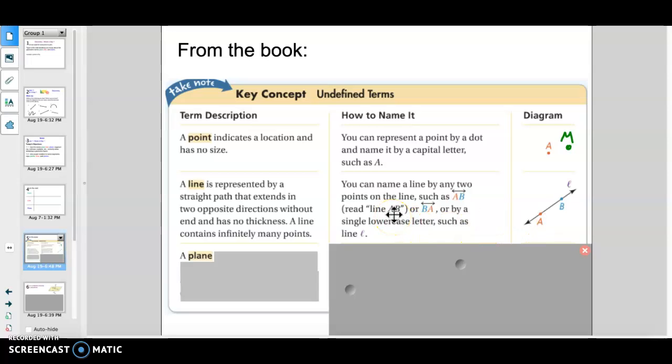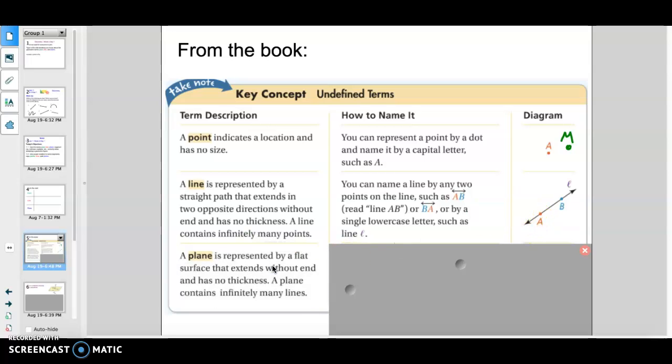You can name a line by any 2 points on the line, such as line AB, or line BA. So you read the letters in the order that you see them. Or you can name it by a single lowercase letter such as line L. If you're going to name it by a single letter that's not a point, you want to put that letter over the arrow. So notice this L is right above the arrow. You also could have drawn the L at this side of the arrow.